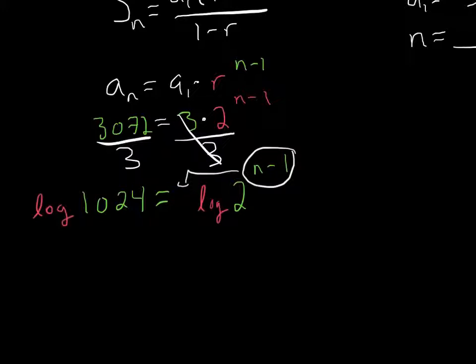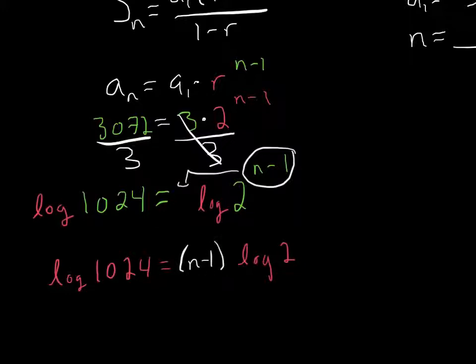So now I'm going to have log of 1024 is equal to log of 2, and what I'm going to do with that exponent is take it to the front, and now it's just going to be multiplied to the log of 2. So now I'm going to solve this equation for n.